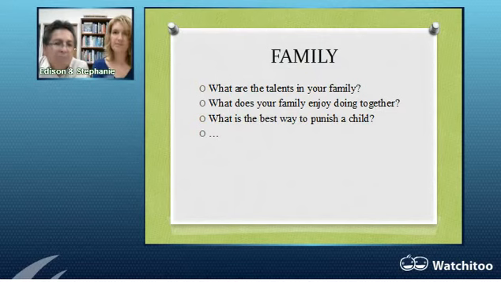Or what is the best way to punish a child? What are the things you like doing with your family, and what are the things you don't enjoy doing with your family? Okay, or things like that. You talk about family, and then you can relate those to each other's experience, because you can also ask them to think if there is a typical, let's say, Ecuadorian family or Peruvian family, or if a single parent and a child is a family, things like that.